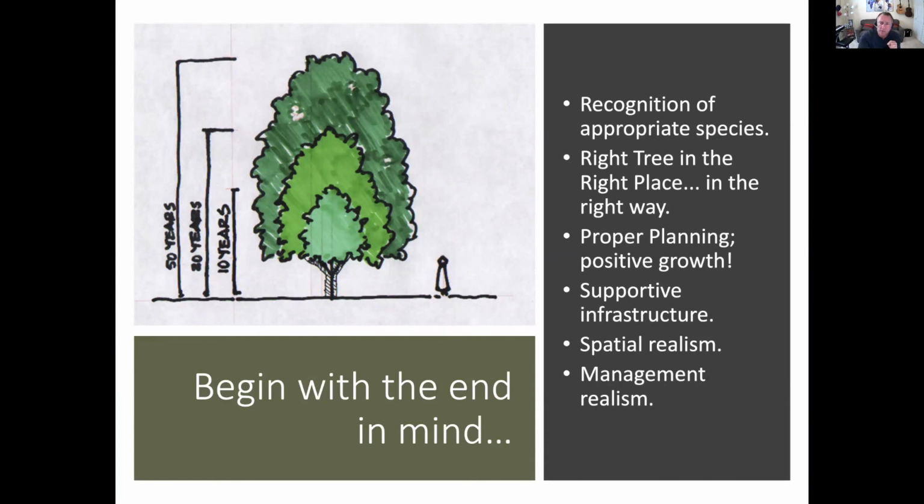And then, proper planning to get the positive growth to perform those functional roles in our communities, with the supportive infrastructure and soil volume. And as I tell the landscape planners, having spatial realism, making sure that we have enough space, not just below ground, but above ground, so that it's compatible with the neighboring buildings and infrastructure, street lights, stoplights, utility lines, all those things. And of course, being realistic with the management inputs that are going to be available for that tree to sustain it for a long, healthy life.